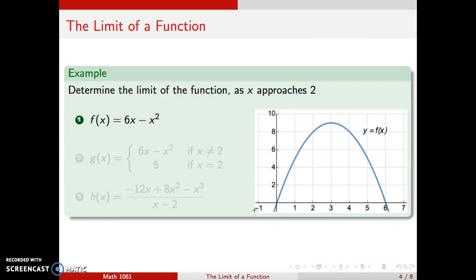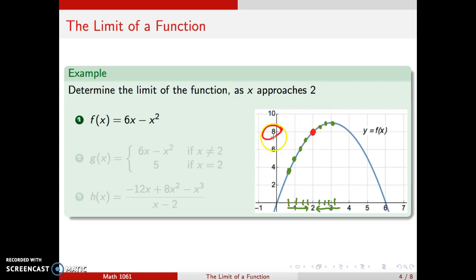Okay, so using that idea, let's look at an example here. We want to determine the limit of the function as x approaches 2. So I want to see what happens as I get closer to 2 in both directions. I'll use a different color here, I've got blue for my curve. As I get closer to 2 this way, closer, closer, closer, it looks like it's getting closer and closer to 8. From this side, closer and closer to 2 for the input, and sure enough, we're getting closer and closer to 8.